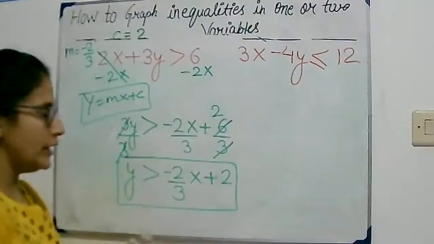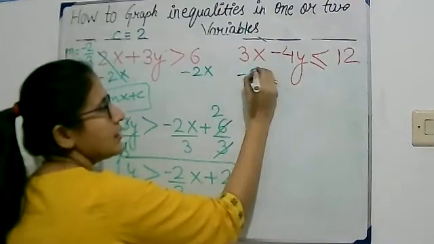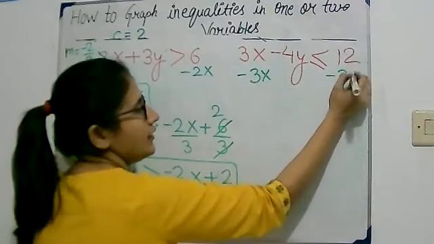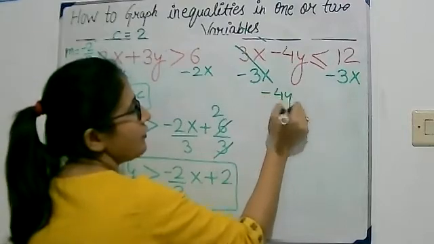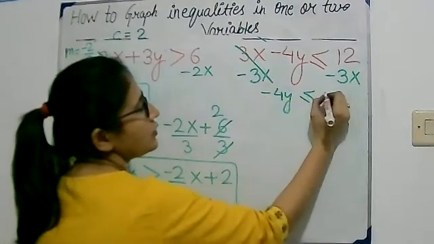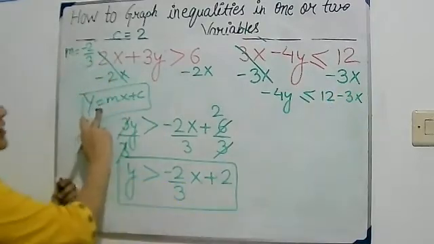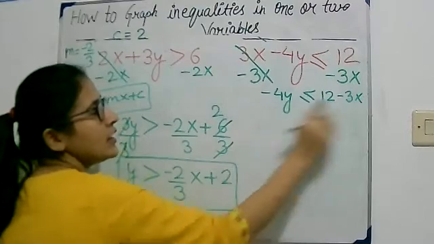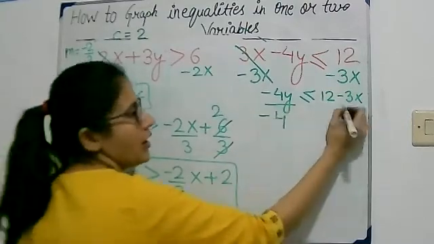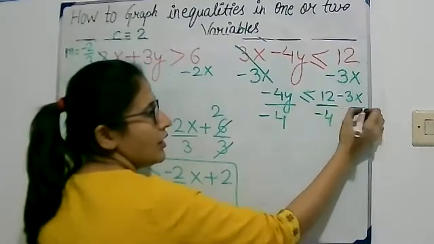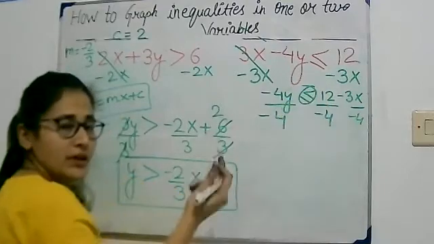Next, solve this inequality. What can we do? Subtract 3x from both sides. This 3x and negative 3x cancel. Minus 4y is less than or equal to 12 minus 3x. Write this in this form. Before that, let's divide this by negative 4. Negative 4, negative 4. Be careful when we divide, this sign will reverse.